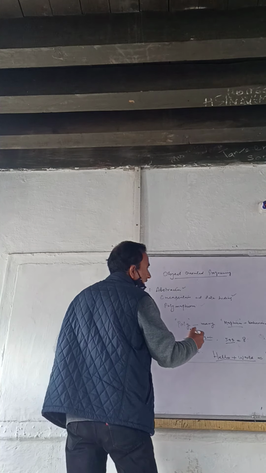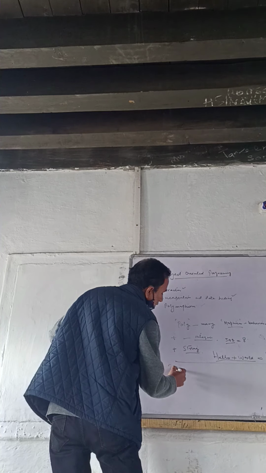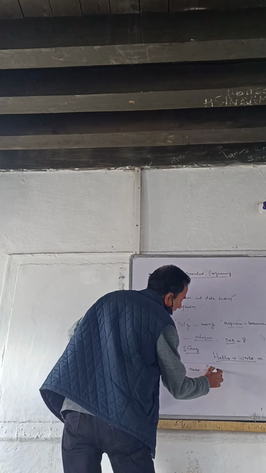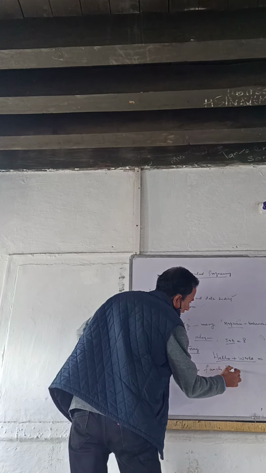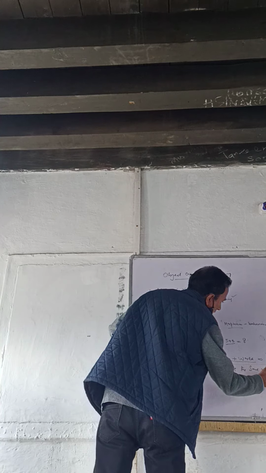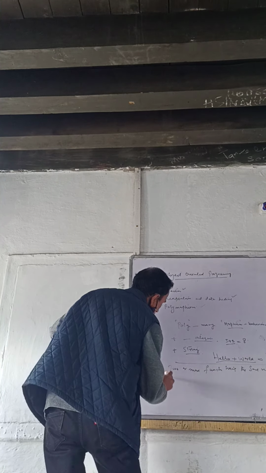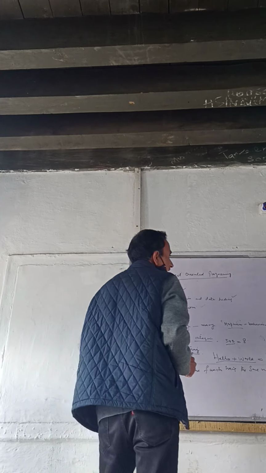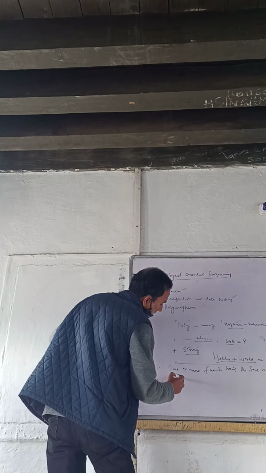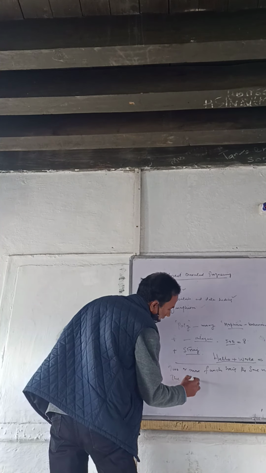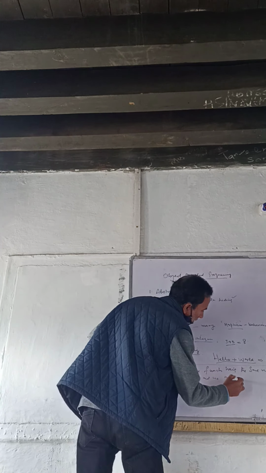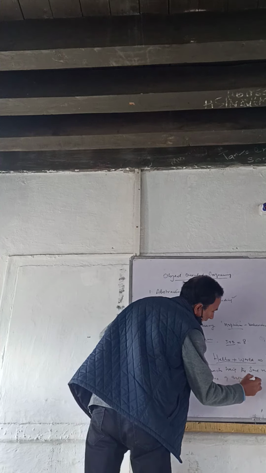Number one, two or more functions having the same name. Number two, the second criteria is that the type or number of arguments is different.